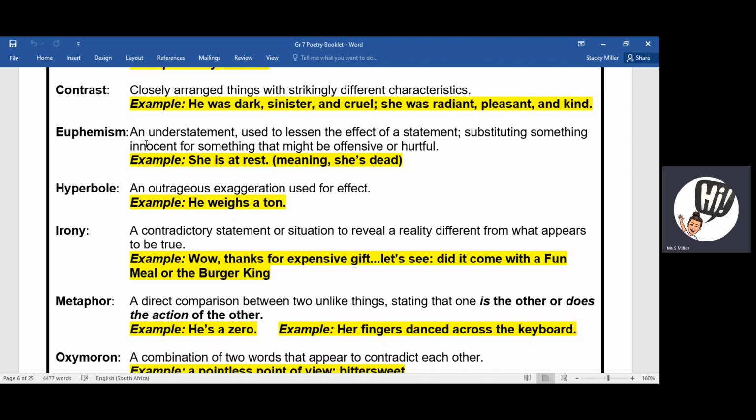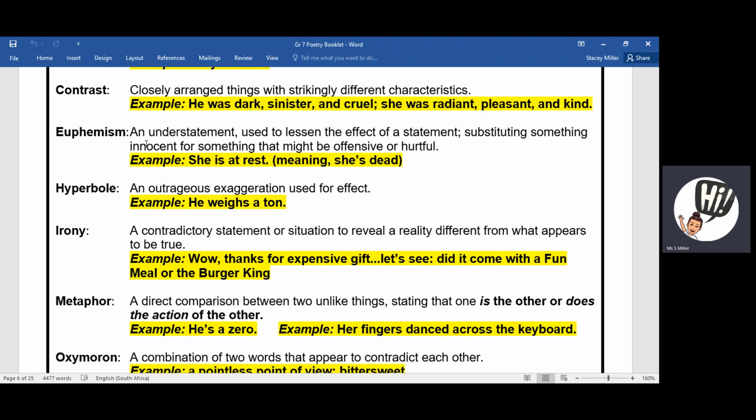The next one, also one of my absolute favorites, highlight, hyperbole, not a hyperbole. Americans like to say hyperbole. It's not a hyperbole, it's a hyperbole. And what it is, an outrageous exaggeration used for effect, and teenagers love it. Oh my gosh, I have so much homework, I'm gonna die. You're not gonna die. You're literally not gonna die. You're gonna feel terrible, but you're gonna be okay.